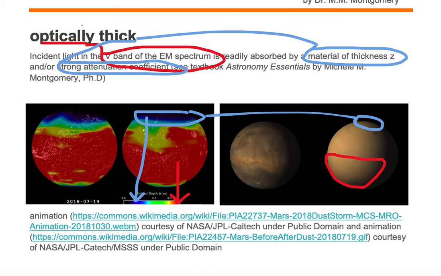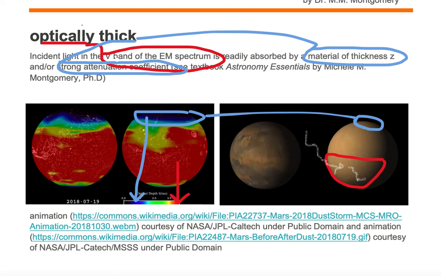Notice we have visible light incident, and this visible light incident has a very difficult time getting down through the dust to the surface features and coming back out of the dust into our eyes. We can't see much of the surface features going on. So we would say that this region is optically thick. If we can see surface features, then we would say that that region is optically thin.